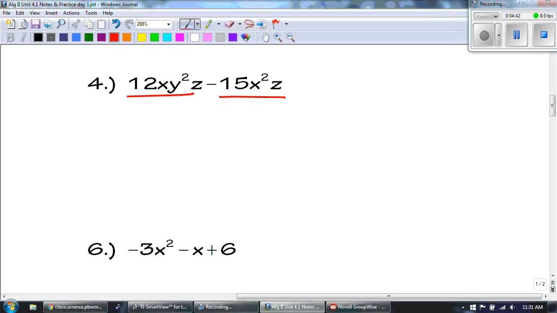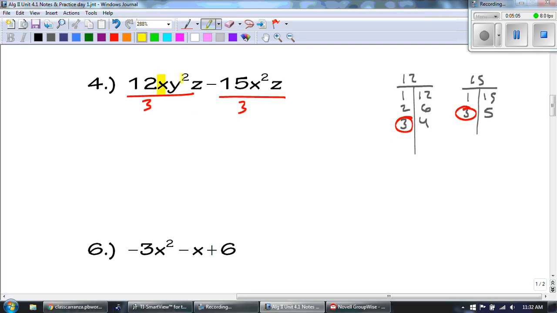Do you know what the GCF of 12 and 15 is? If you don't, you're going off to the side: 1 and 12, 2 and 6, 3 and 4. 15 is 1 and 15, 3 and 5. And you're finding the greatest number they both have, okay? They both have x's. I choose the smaller one. And then they both have z's.